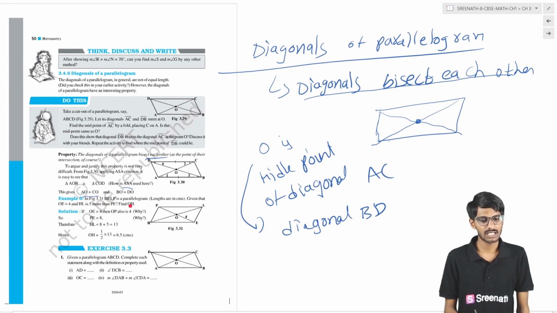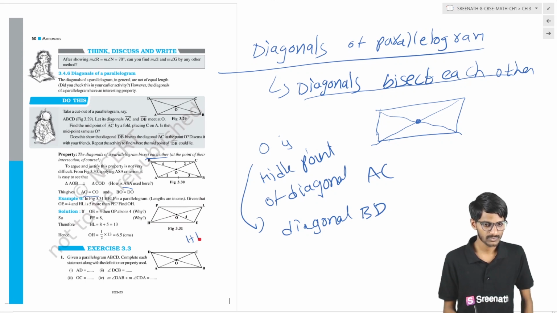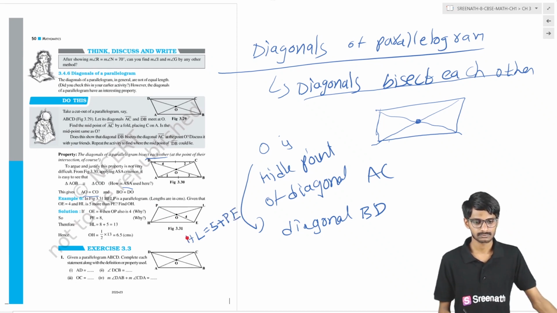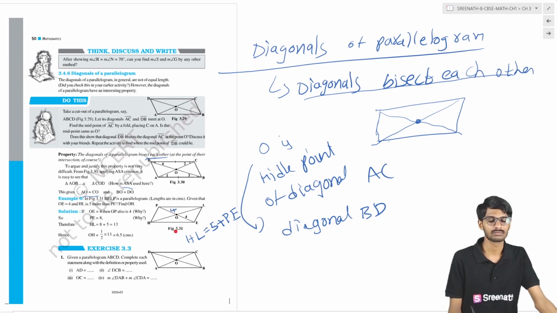Now, HELP is a parallelogram. Lengths are in centimeters. Given that OE equals 4, and HL is 5 more than PE. Find OH. HL is 5 more than PE, so HL equals 5 plus PE. Since OE equals 4, PO equals 4 too. Then PE is 2 into 4, that is 8, students.